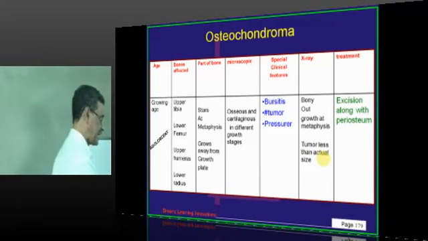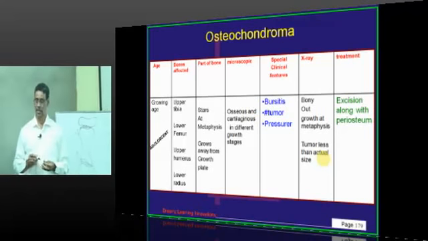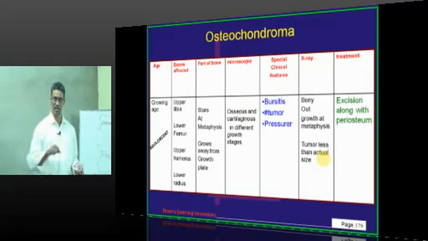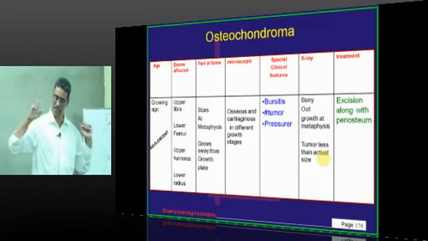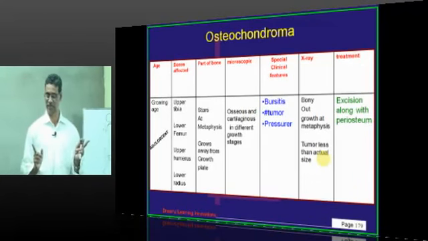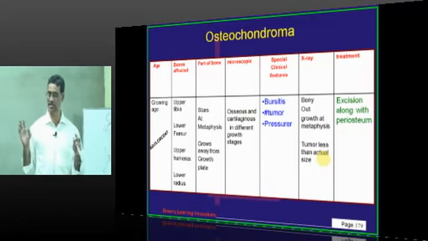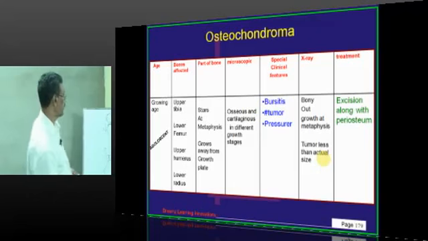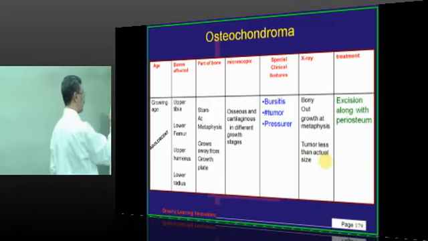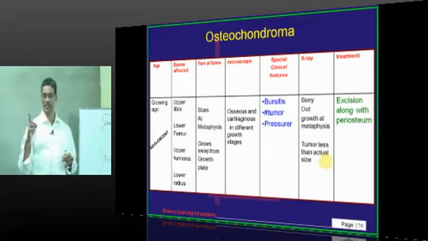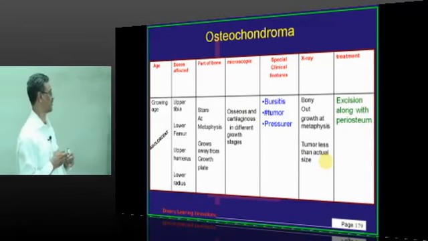So the growing ends are the upper end of the tibia, lower end of the femur, that is at the knee, and the upper end of the humerus, lower end of the radius, that is in the upper limb. So these are the areas which are prone for osteochondromas, because they are the active growing areas. And these are the areas where malignancies like osteosarcoma also occur. And then it starts with the metaphysis, grows away from it, goes towards the diaphysis.